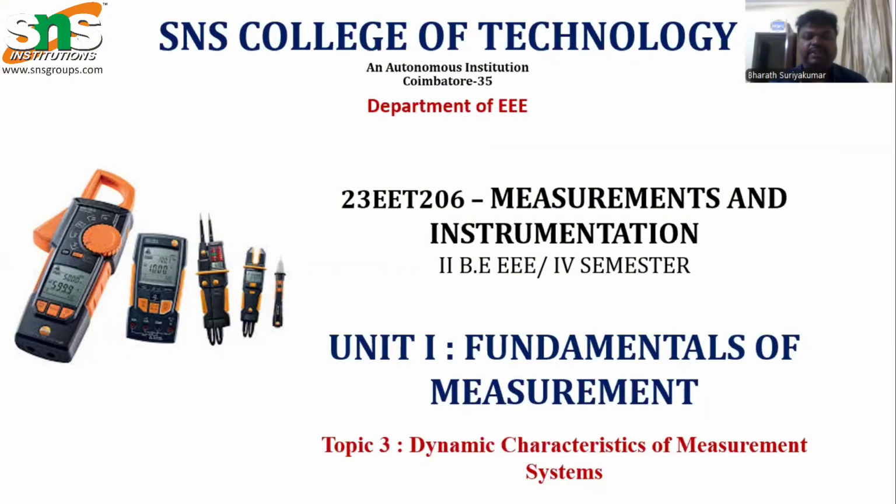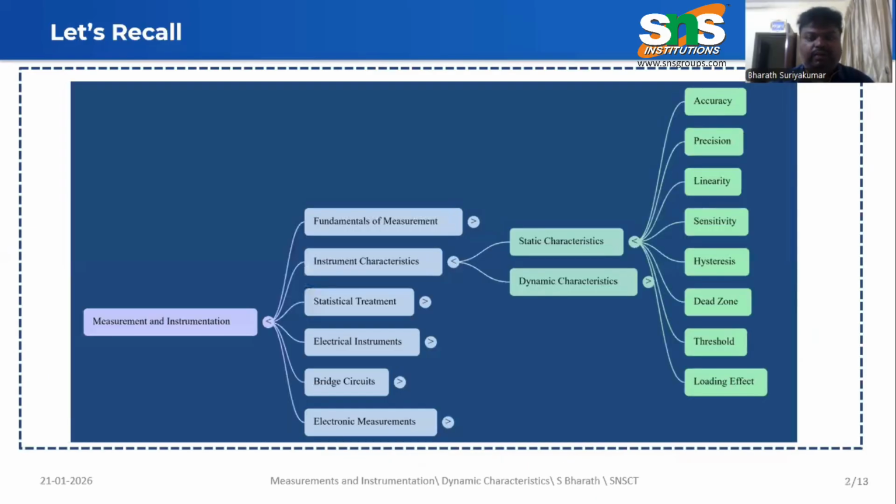We are discussing the lecture series video for the course Measurements and Instrumentation. Now we are in Unit 1, the Fundamentals of Measurement Systems. We discussed the various characteristics of measurement in the previous class, classified under the static characteristics of measurement systems. Today, in this video, we are going to discuss the dynamic characteristics of measurement systems. What are the various dynamic characteristics of the measurement system? Come, let's get into the video.